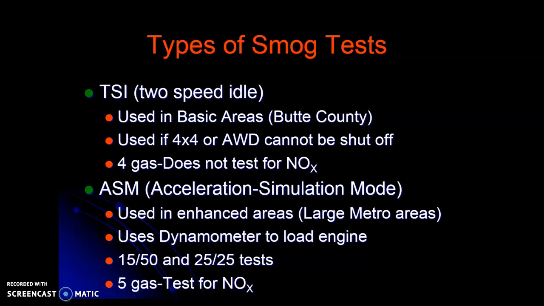And then there's the ASM test. This is in enhanced areas. Think big cities, San Francisco, Sacramento, LA, lots of people. So, acceleration simulation mode. It uses a dyno, and they're going to load the engine at 15 miles per hour, 50% load, and 25 miles an hour, 25% load. This tests everything that the TSI does, but also checks the engine under load, and is testing for NOx. They care a little bit more about NOx because they have more of a smog problem.